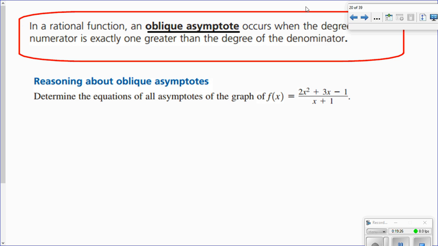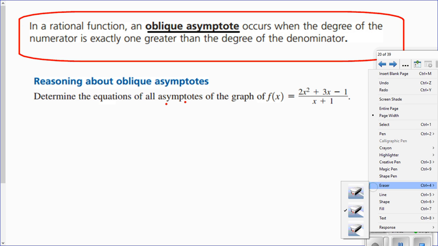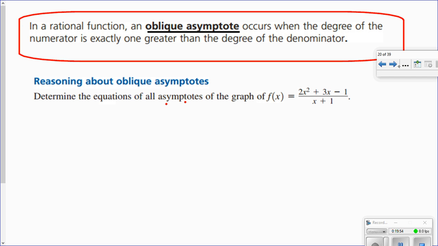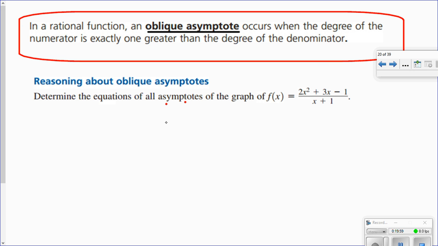Oblique asymptotes are a little different here. Oblique asymptotes only occur when the degree of the numerator is exactly 1 greater than the degree of the denominator. So here's an example of the degree of the numerator, 2, being 1 higher than the degree of the denominator, which is 1 here. So 2 and 1, we've got that situation, and we have to work through finding this oblique asymptote. I'm just going to clean up the little mark I made on here and work through that.